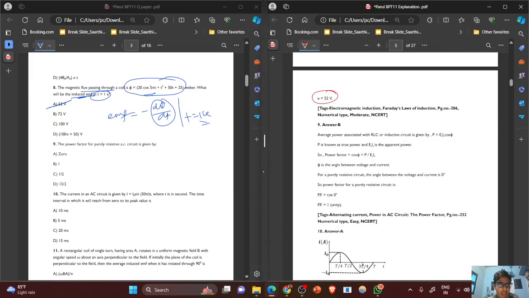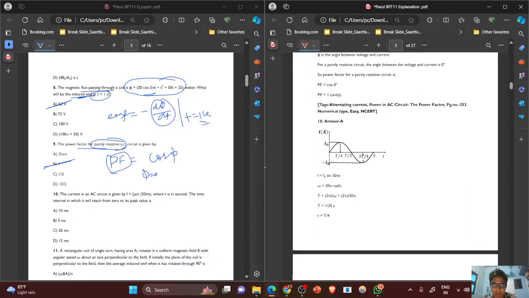Now moving ahead, the power factor in a purely resistive circuit. It's simple; the power factor in a purely resistive circuit can be calculated by what? Power factor is given by cos phi, and in a purely resistive circuit phi equals 0. So power factor is 1. So B is the correct answer. It's again a completely theoretical question.